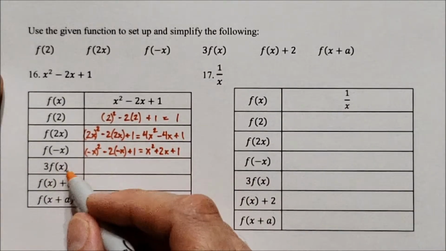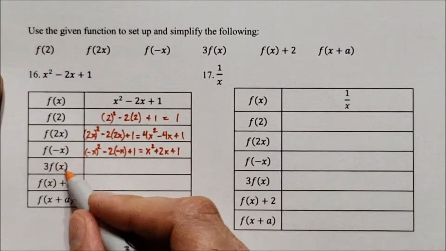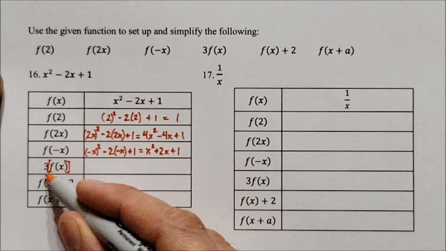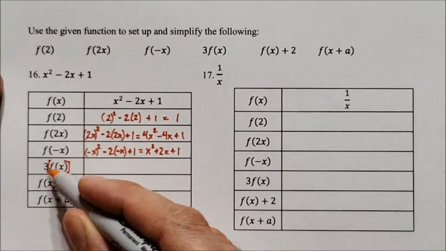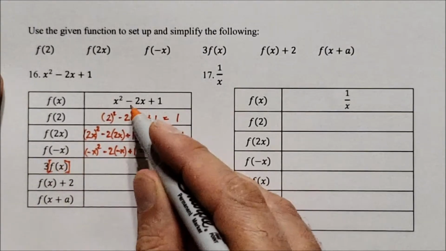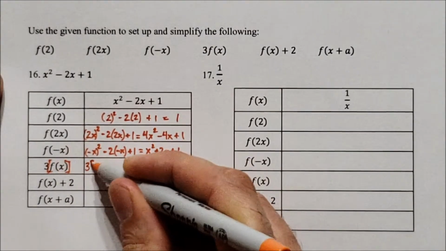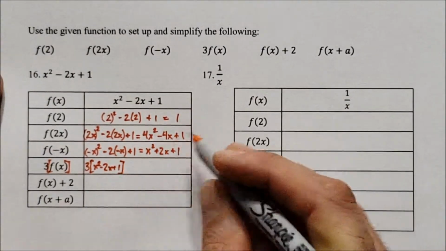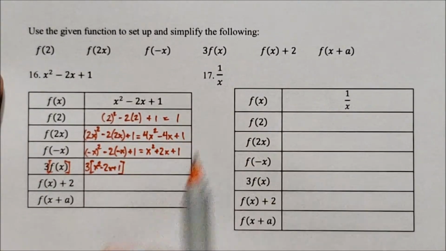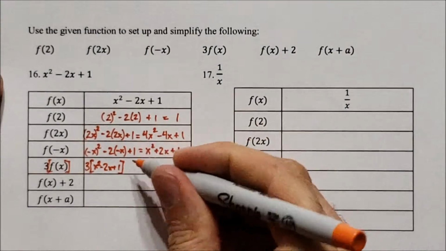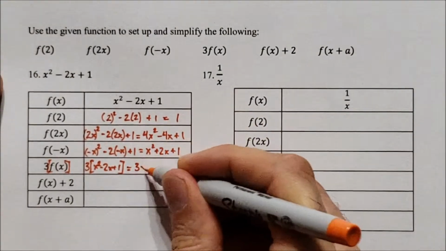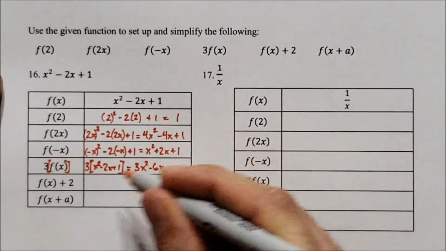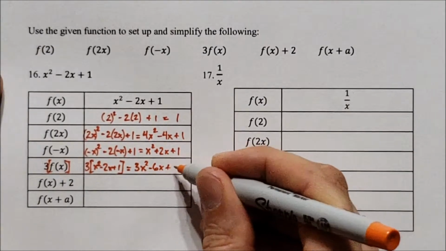3 times f of x. Well, this is 3 times the whole original function. We can see that as 3 multiplying everything that was in our original function. So this is 3 times x squared minus 2x plus 1. I'm going to distribute that 3 across each one of those 3 terms, which will give us 3x squared minus 3 times 2 is 6x, and 3 times 1 is 3.